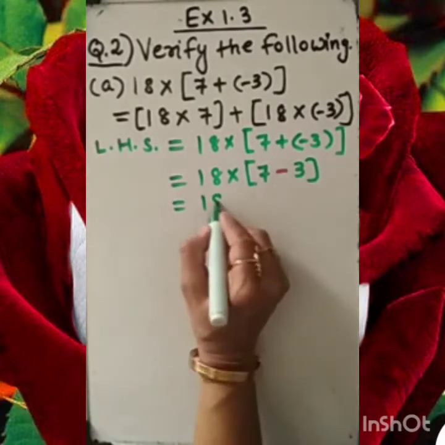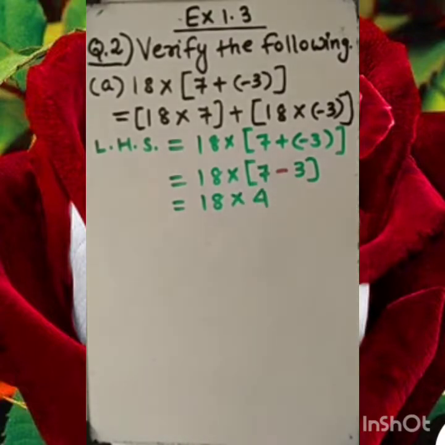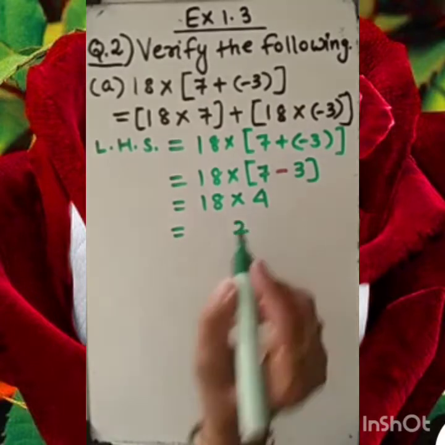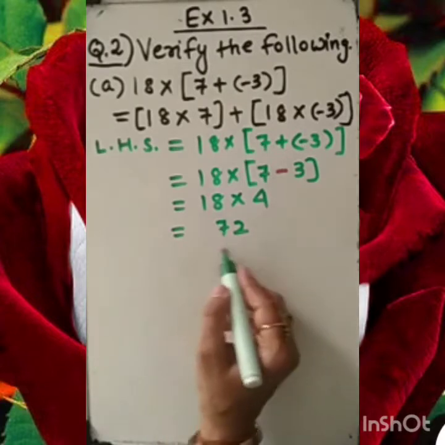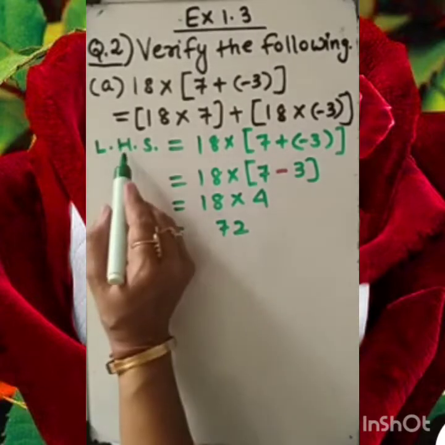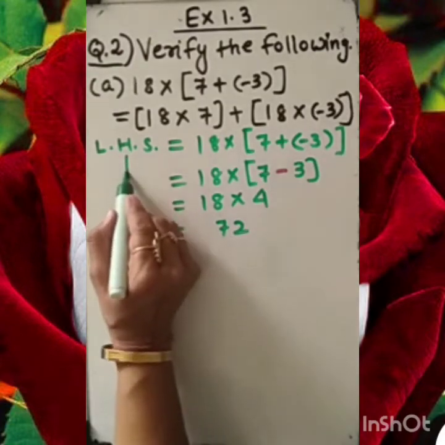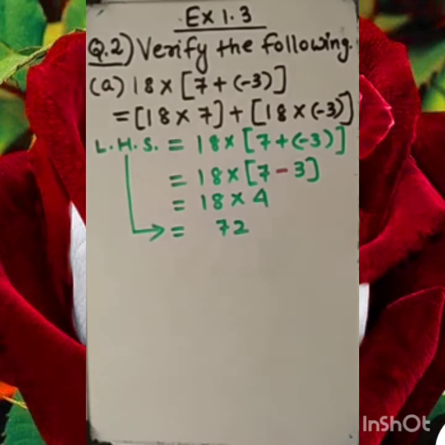As we know, 7 minus 3 gives the result 4. So 18 into 4. 8 4s are 32, 3 carry over. This is 72. 18 times 4 is 72. This is our LHS part coming. Now we will work out the RHS portion.